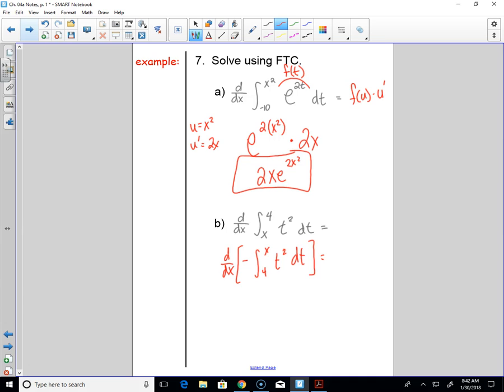We have to make it from a to x or a to u. But now that we flip the bounds, can we just use our theorem? FTC says ultimately plug in the x, a to x. So my final answer is negative x squared. The negative stays, the x gets plugged in. Does that kind of make sense?